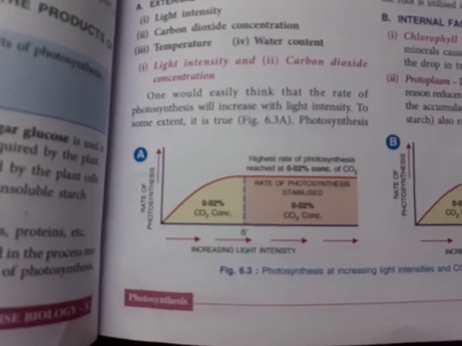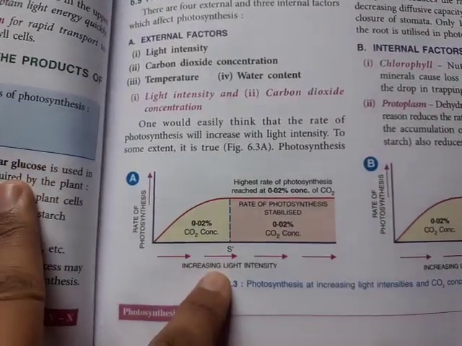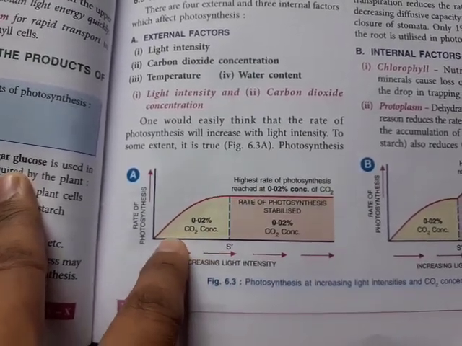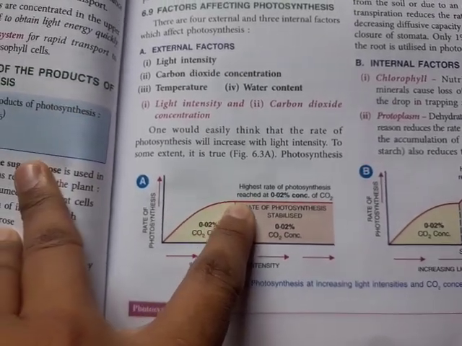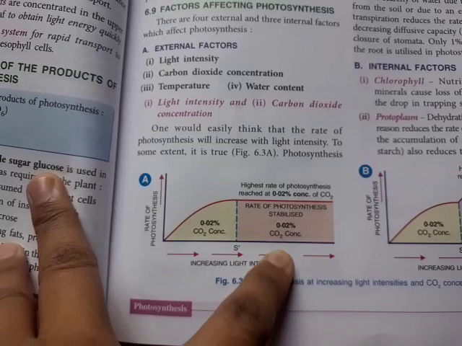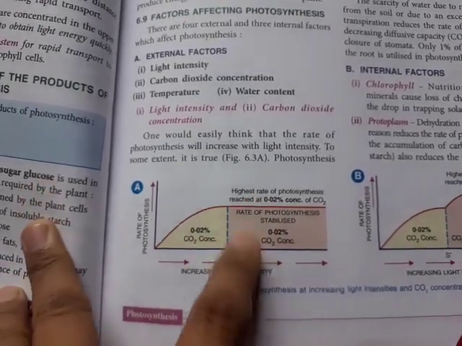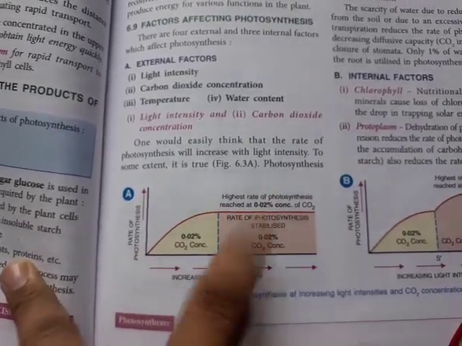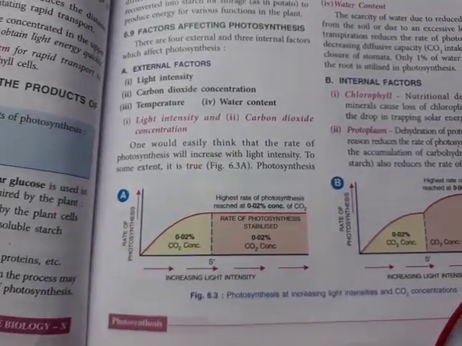Here you can see the graph. The rate of photosynthesis is shown here, and this is S dash, with increasing light intensity. You can see that it is increasing with the carbon dioxide, but afterwards the rate of photosynthesis is stabilized after a certain point, which is 0.02% concentration. So it increases, then reaches a stabilized point. Both light intensity and carbon dioxide have an effect on photosynthesis.